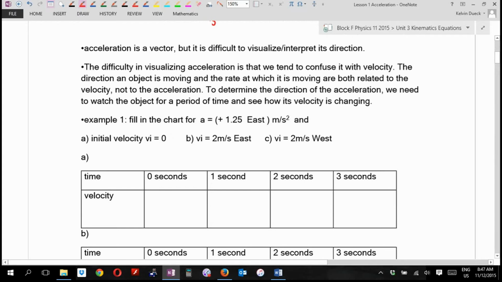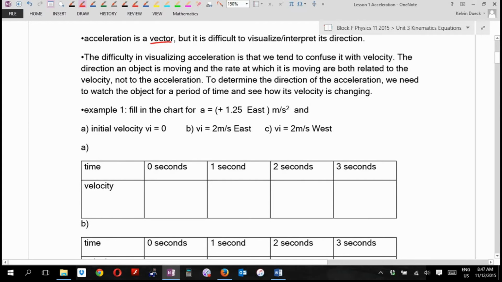Acceleration is a vector. It matters whether you're speeding up or slowing down. It matters whether the direction of the acceleration is in the same direction as the velocity or not. But it's really difficult to visualize. In fact, in the Science 10 component of physics, I know that over the years I have had many conversations with science teachers across the district helping them visualize acceleration direction, because most of them don't have a strong physics background.